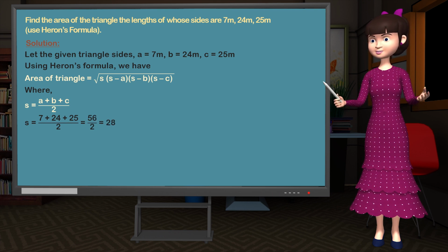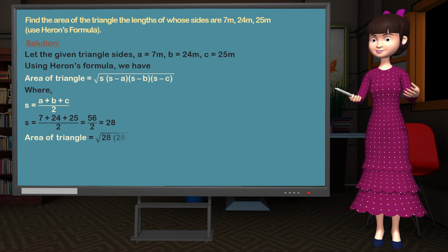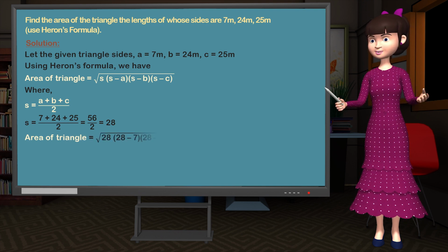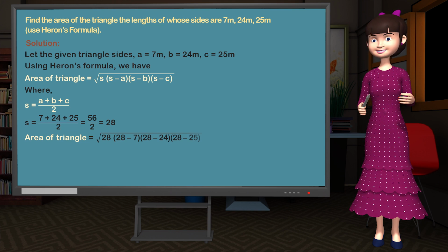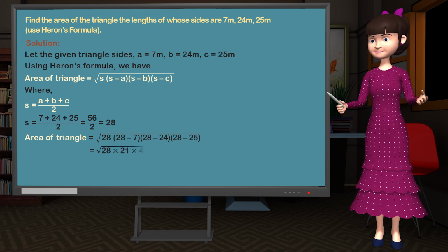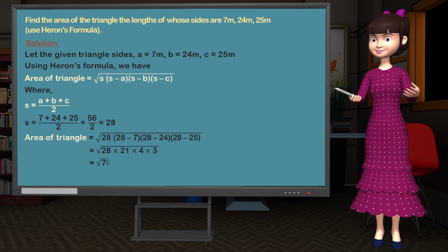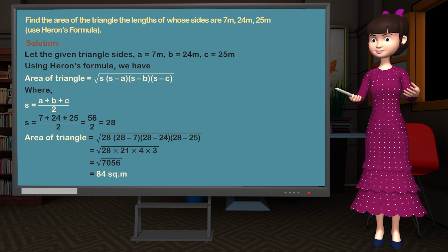Now let us substitute the above values to get the area of the triangle. Area of triangle = √(28(28 − 7)(28 − 24)(28 − 25)), which is equal to √(28 × 21 × 4 × 3), which is equal to √7056, which is equal to 84 square meters.